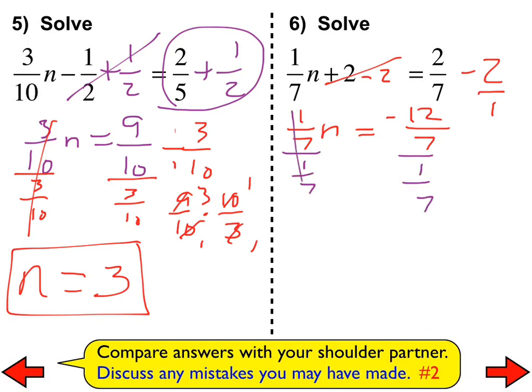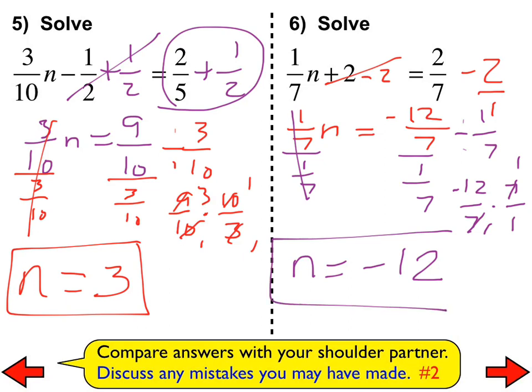And once again, I'm a little short on room here. So I'm going to write the divided by 1/7 right there. And now I have negative 12/7. I have to change that to a multiplication problem. So that looks like this. I can do a little bit of cross dividing, and I end up with a solution of n equals negative 12. Any questions on either one of these problems?